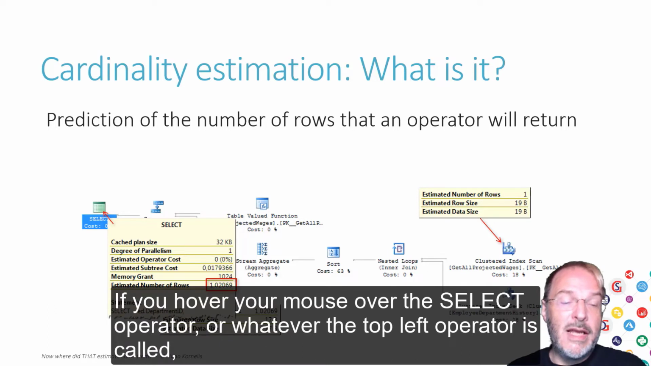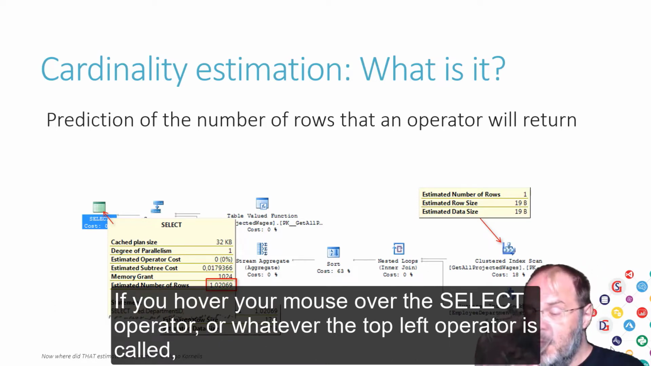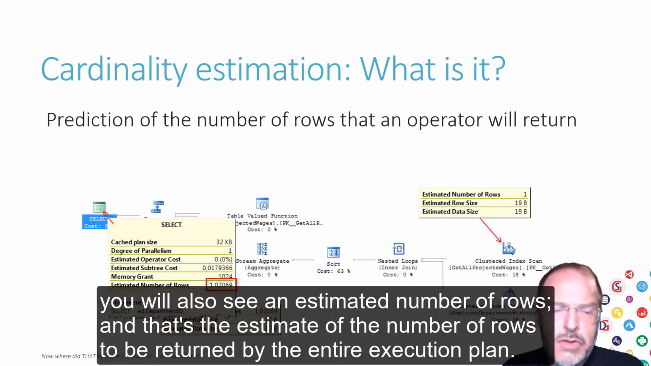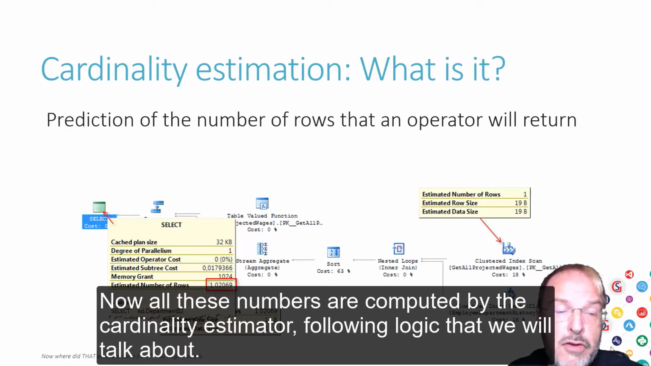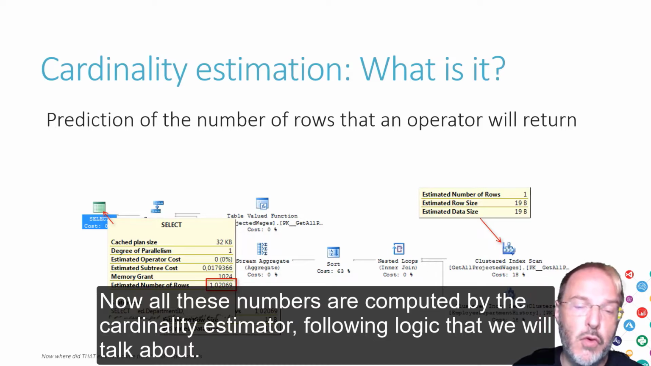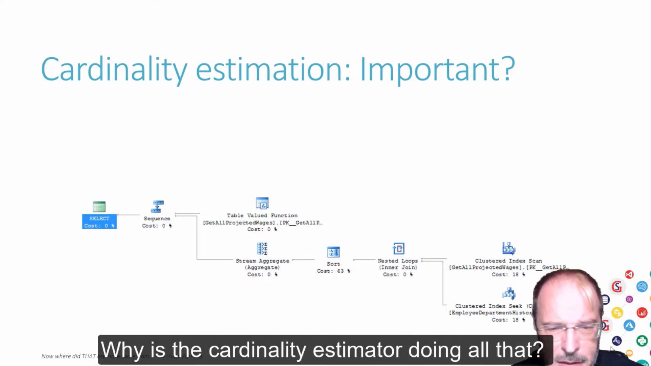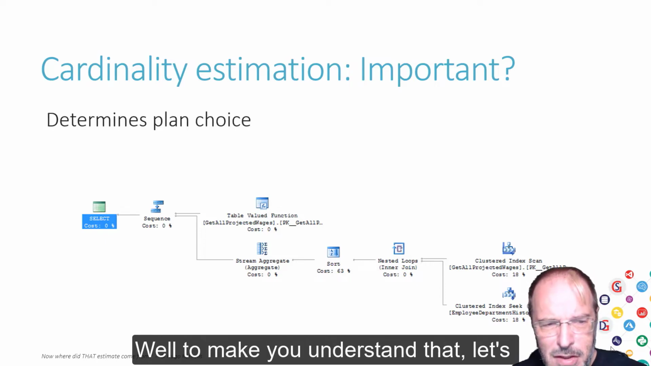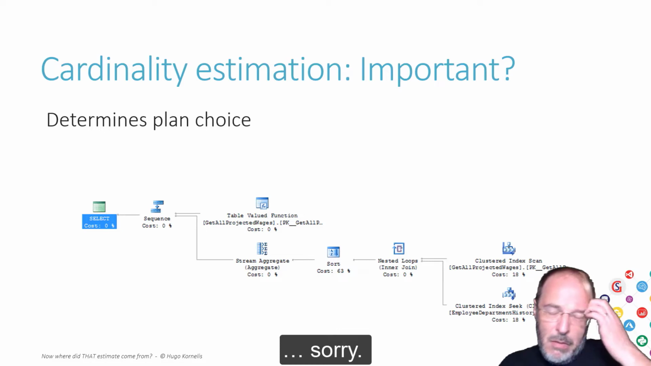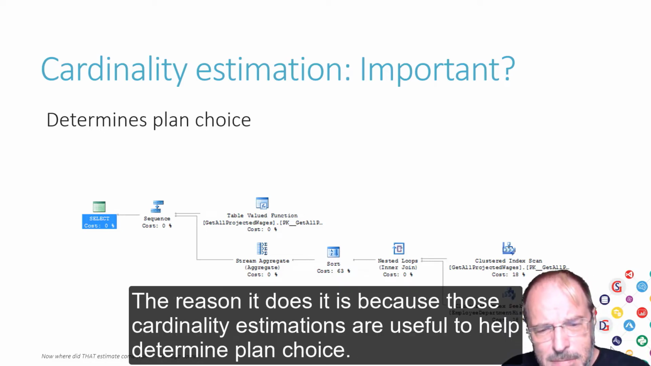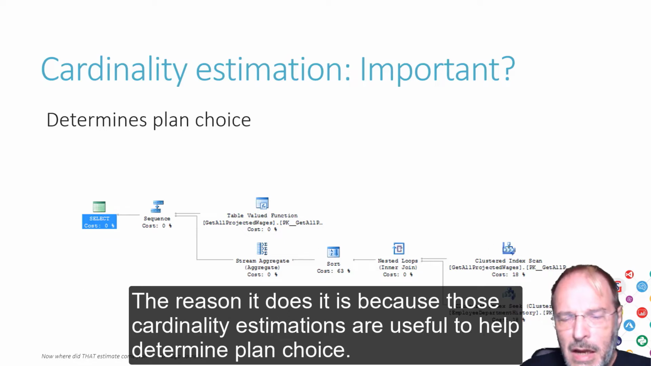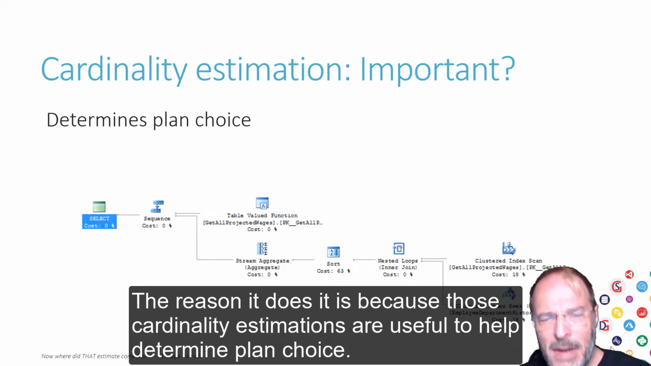If you hover your mouse over the select operator, or whatever the top left operator is called, you will also see an estimated number of rows, and that's the estimate of the number of rows to be returned by the entire execution plan. Now, all these numbers are computed by the cardinality estimator following logic that we will talk about later. But why is this important? Why is the cardinality estimator doing all that? The reason it does it is because those cardinality estimations are useful to help determine plan choice.